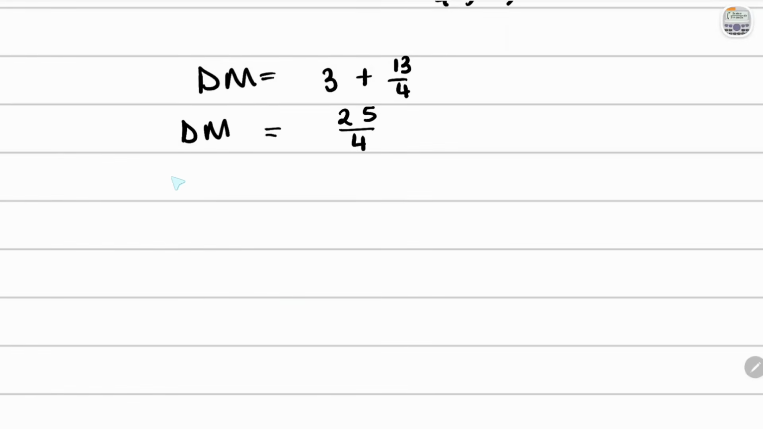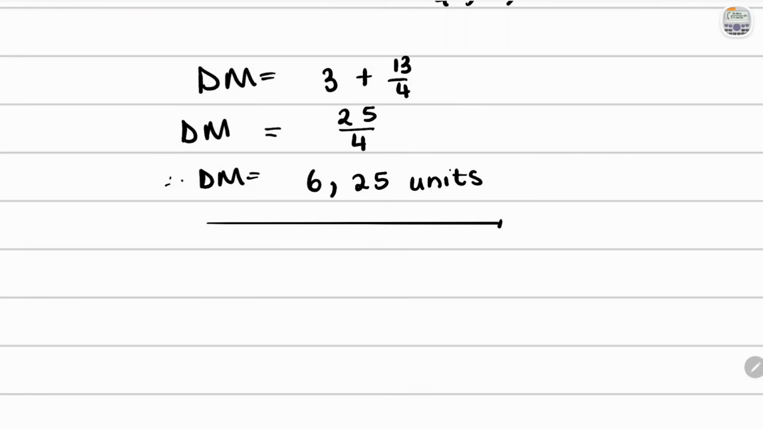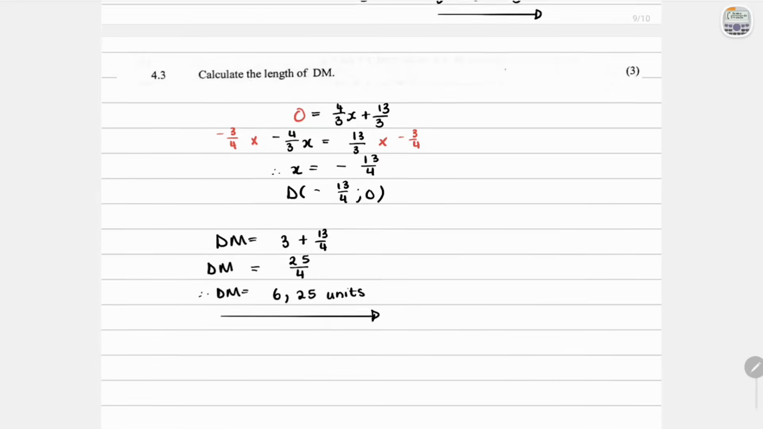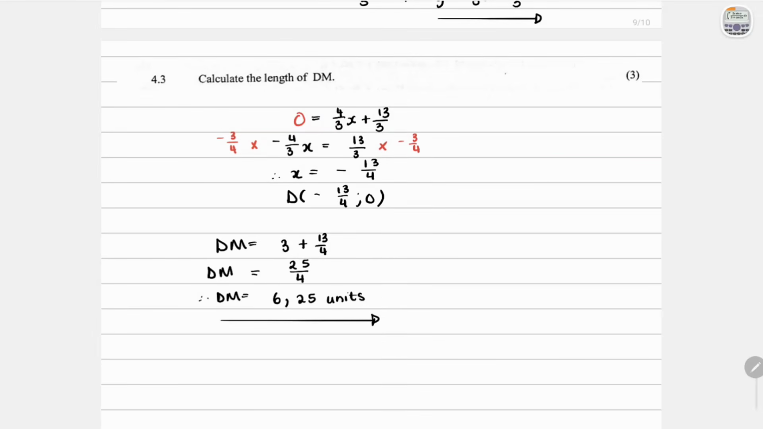It's also fine. As a decimal, DM is therefore equal to 6.25 units. Okay, no rounding needed. So there we go. That is the length of DM like they asked us for. Okay, so that is the length of DM. Moving on to the next question.